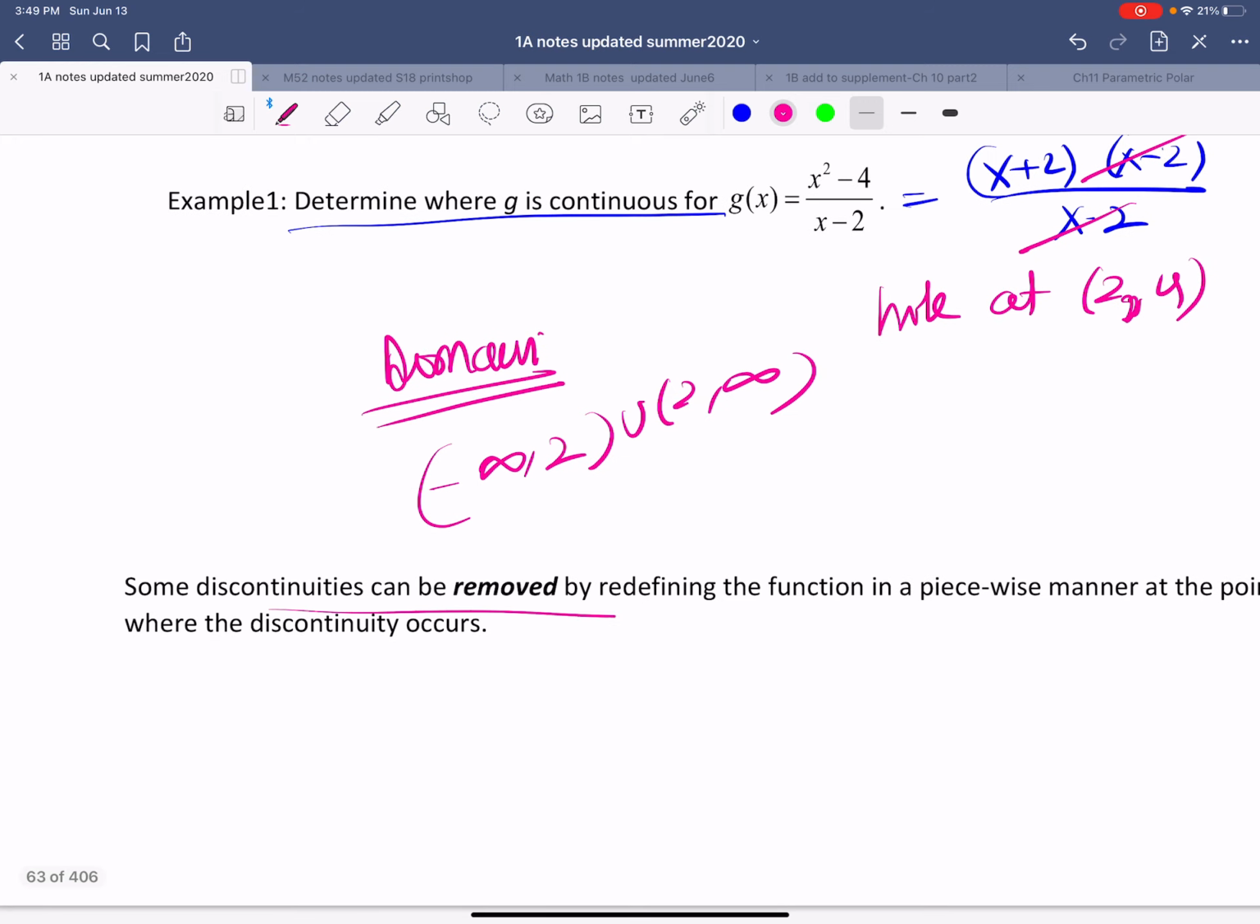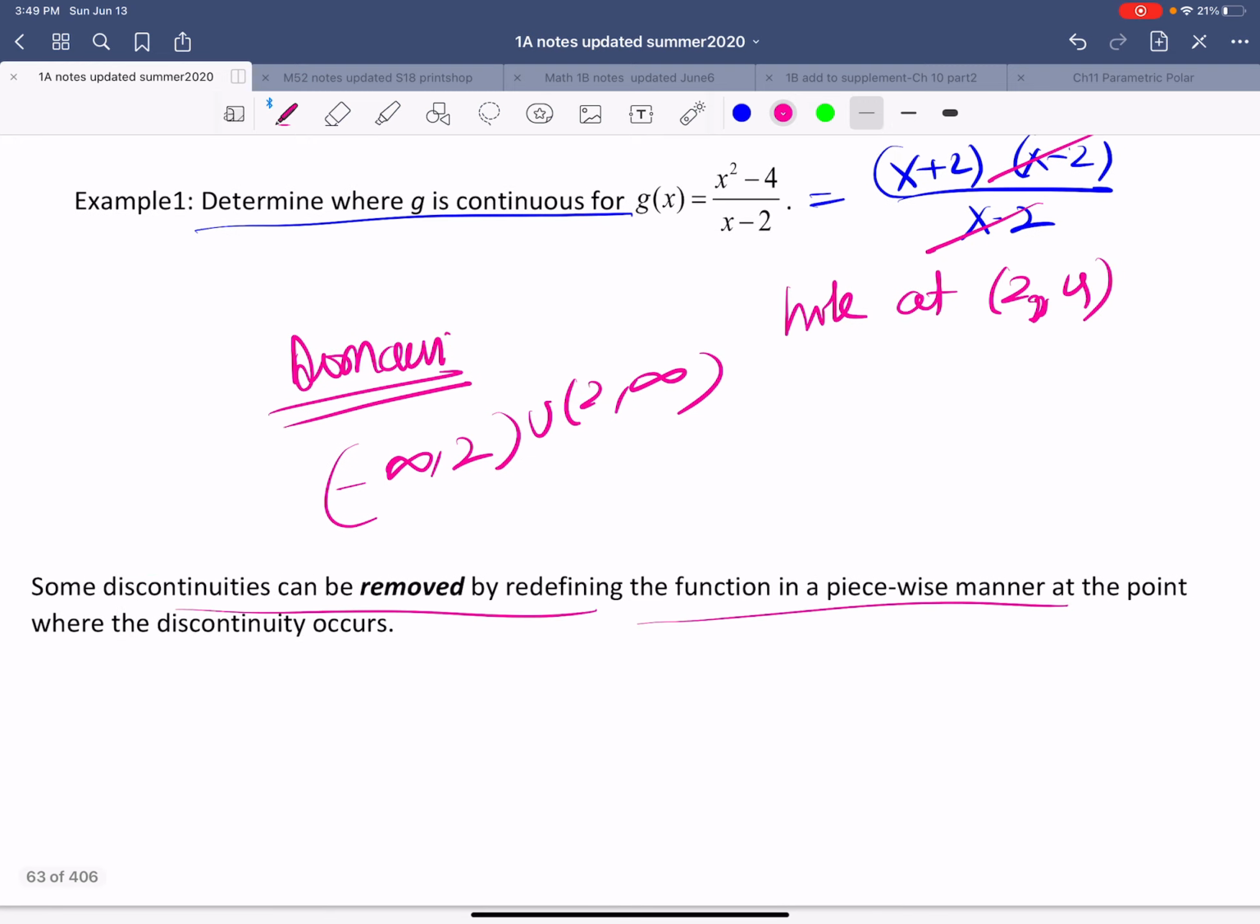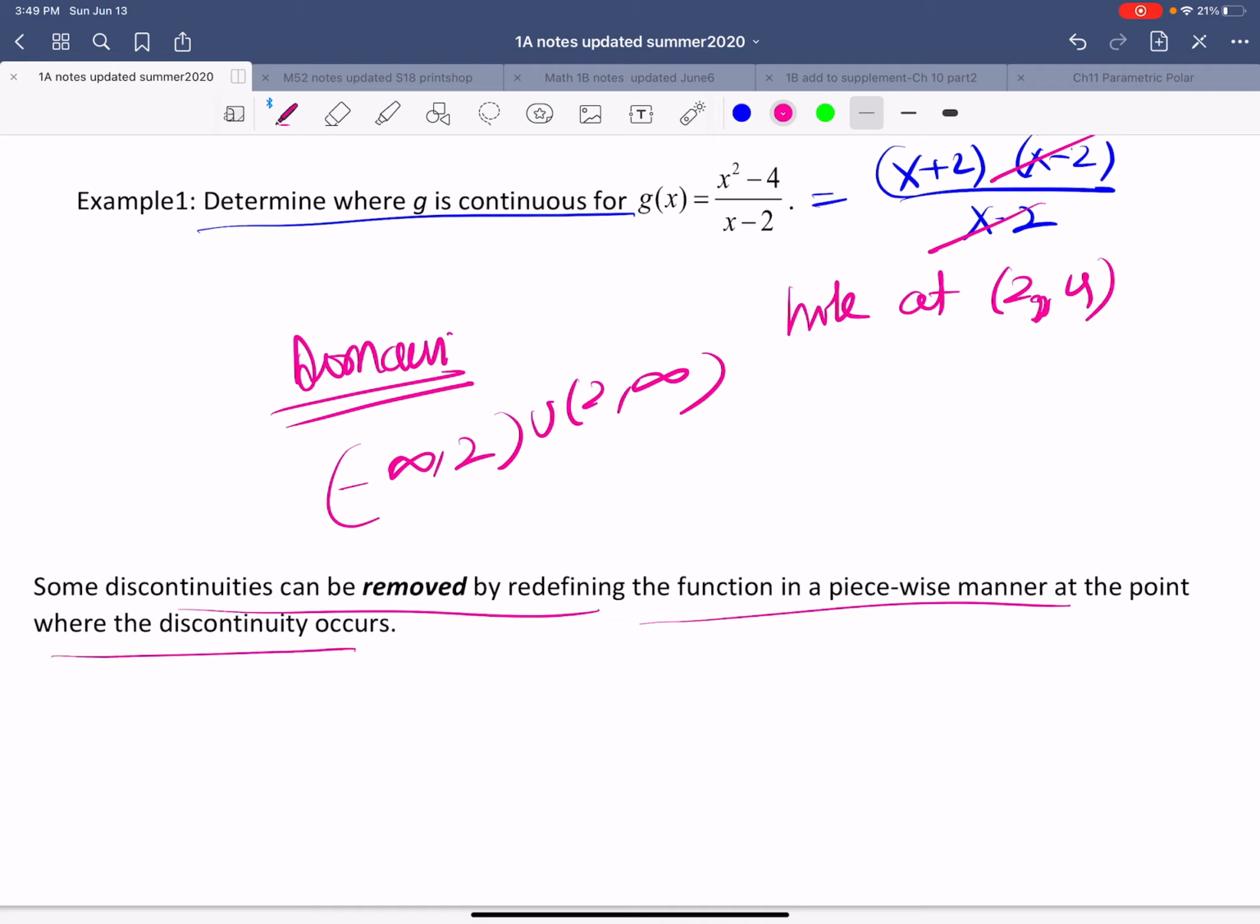Some discontinuities can be removed by redefining the function in a piecewise manner at that point. So here's an example that we just looked at. We can redefine this function and make it a continuous function. So how can we make that function a continuous function?